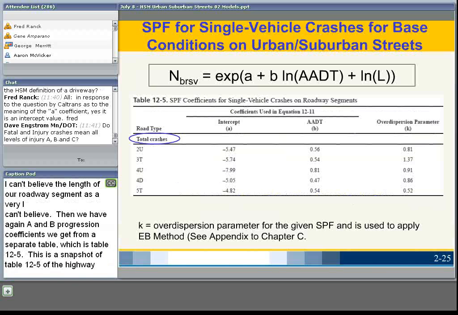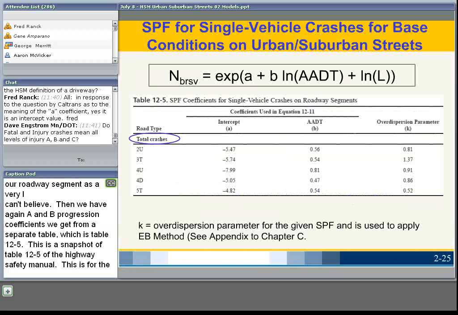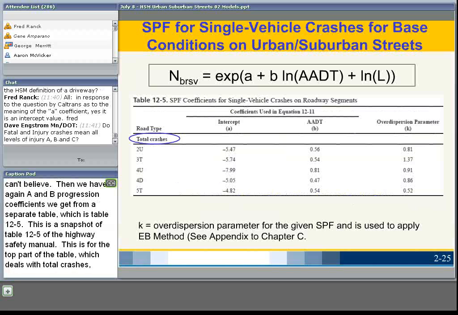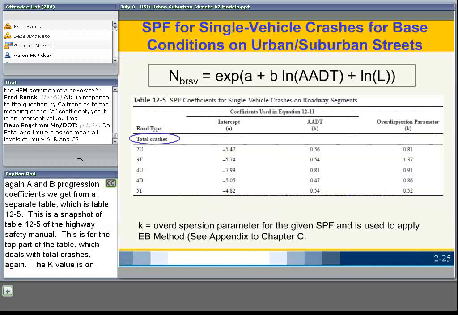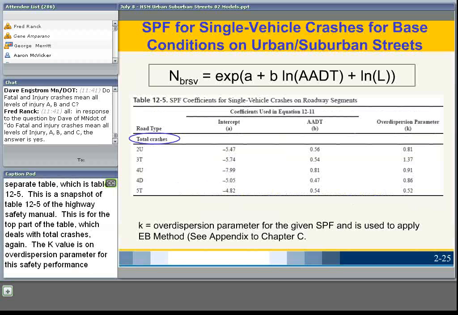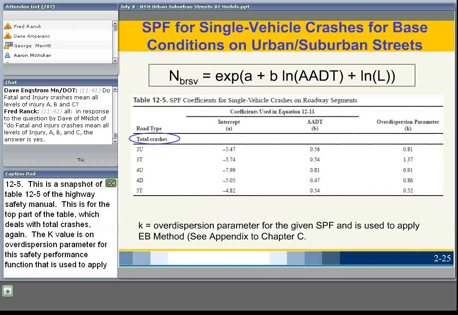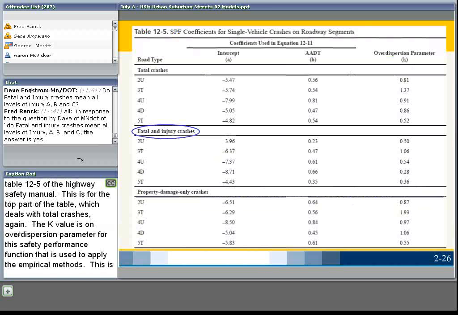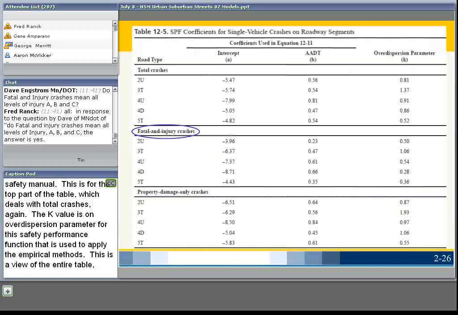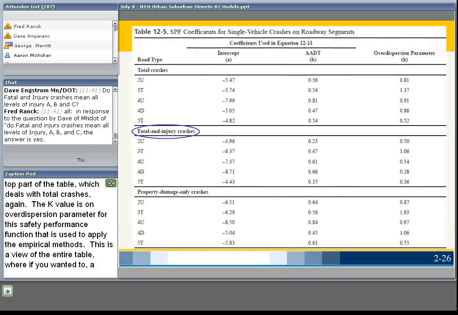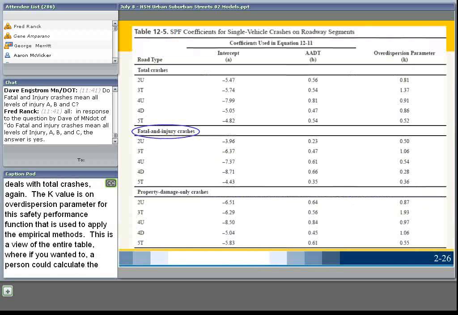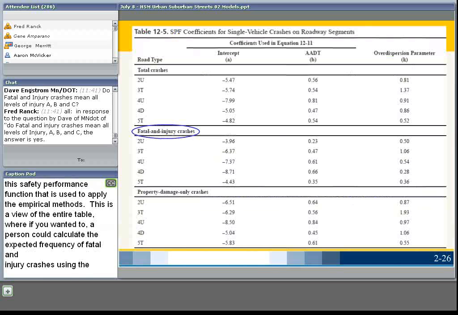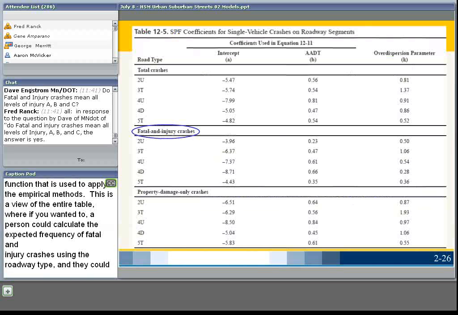Our second safety performance function that we need to look at is the one for single vehicle crashes. It's the same function as for multiple vehicle crashes, where we have traffic volume as a variable, the length of our roadway segment as a variable, and then we have, again, A and B regression coefficients we get from a separate table, which is Table 12.5. This is a snapshot of Table 12.5 out of the Highway Safety Manual. This is for the top part of the table, which deals with total crashes. Again, the K value is an over-dispersion parameter for this safety performance function that is used to apply the empirical Bayes methods.